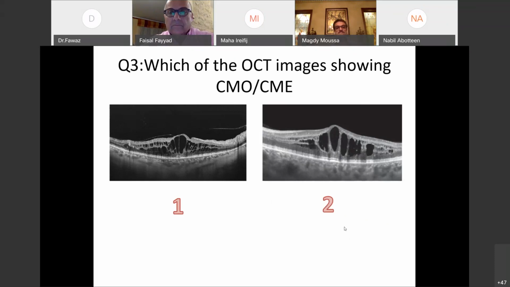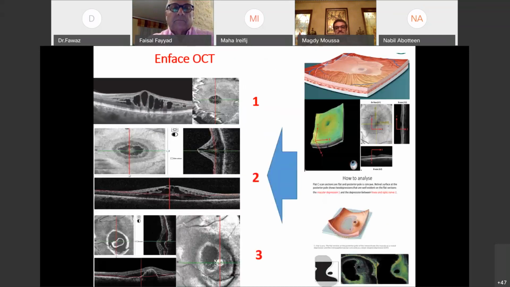Okay, and these are the results. Actually, this question is not easy even for me. The first case was not a cystoid macular edema. It was just a foveal schisis. And the second case was the cystoid macular edema. So sometimes we find difficulties differentiating between the two cases.